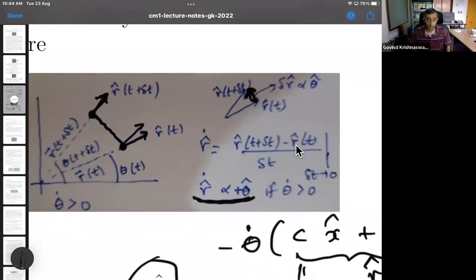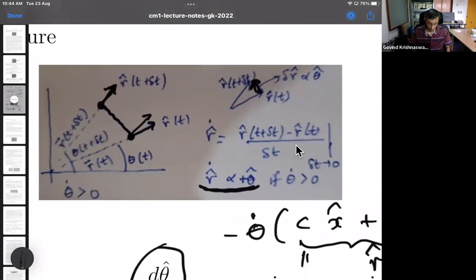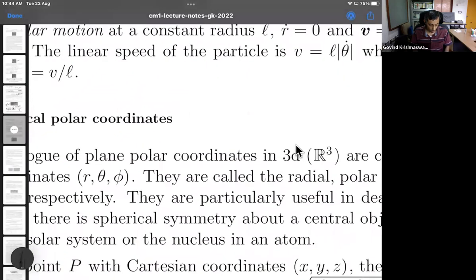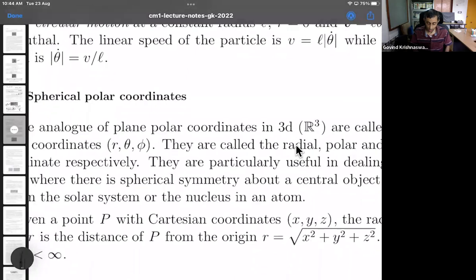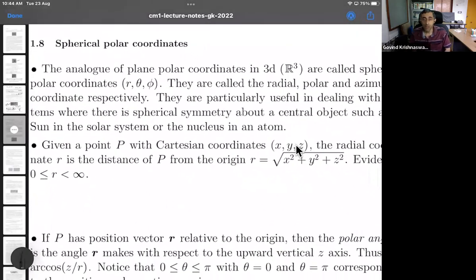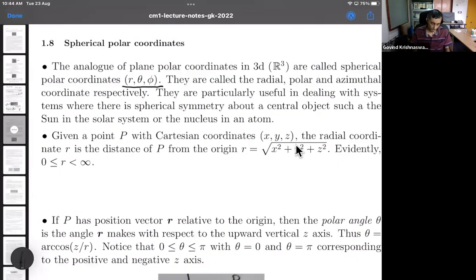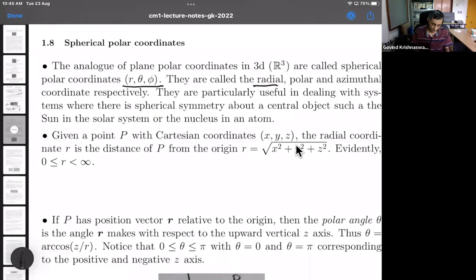We can draw a similar figure for theta hat as well and its time derivative. Let me now proceed to the three-dimensional version. There are many coordinate systems in 3 dimensions. One that is of particular interest to us in the study of systems such as the solar system or an atom is spherical polar coordinates. There are 3 of them, r, theta, and phi, and they are called the radial, polar, and azimuthal coordinate. I will illustrate with a picture so that you understand the reason for the names.